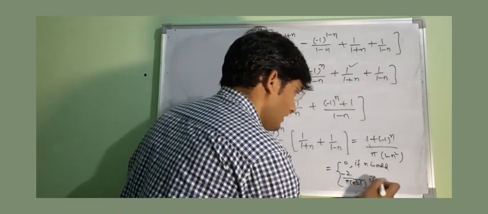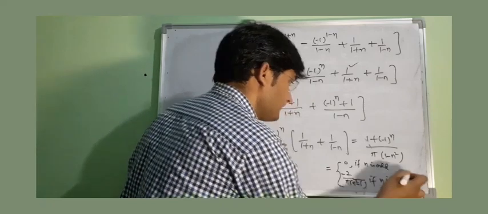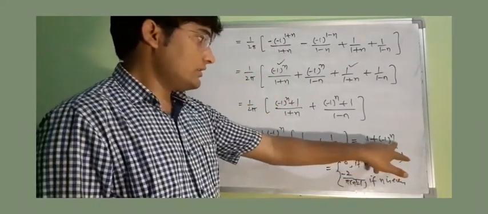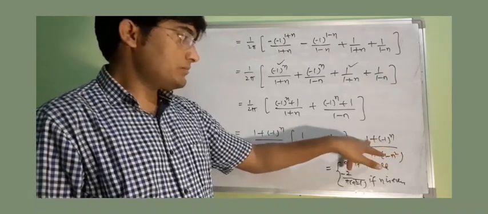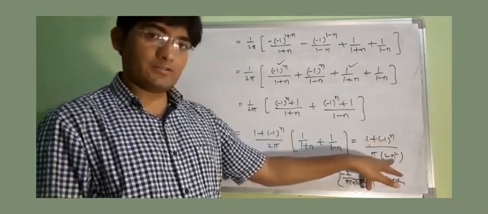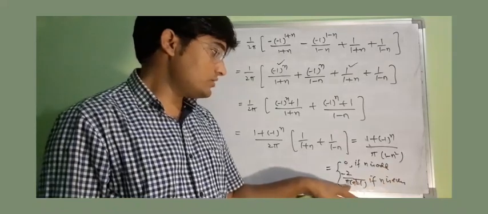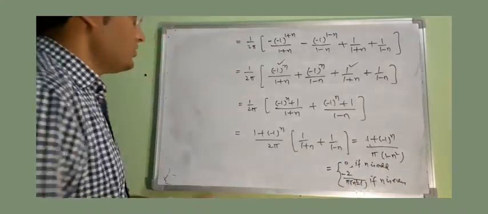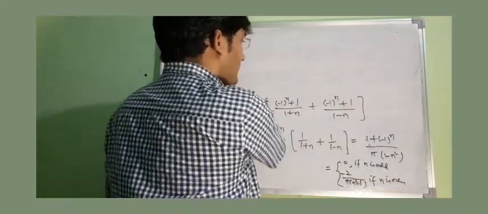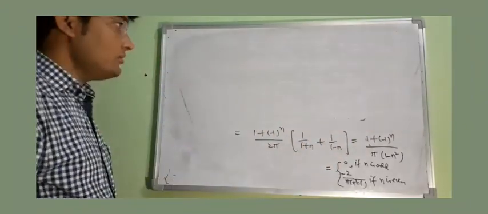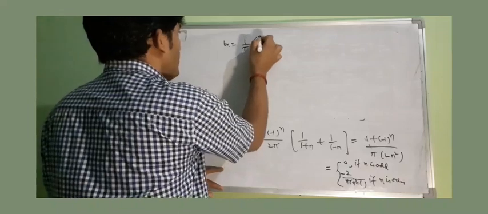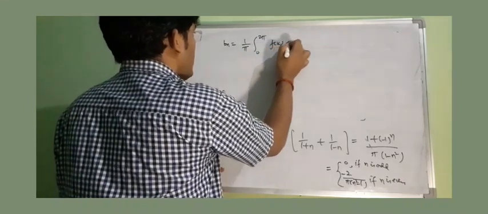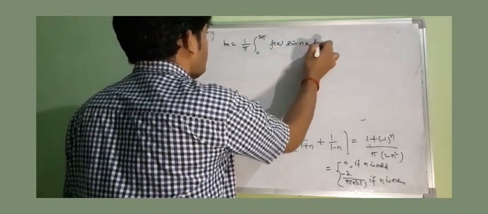So this is when n is even, because if n is odd then this will be a minus 1 plus 1, 0. Now if n is even then this will be plus 2, and if we take minus n common from here then we will have minus 2 upon pi n square minus 1. So we have got our an. Now let us compute bn. So bn will be 1 upon pi 0 to pi fx sin nx dx.